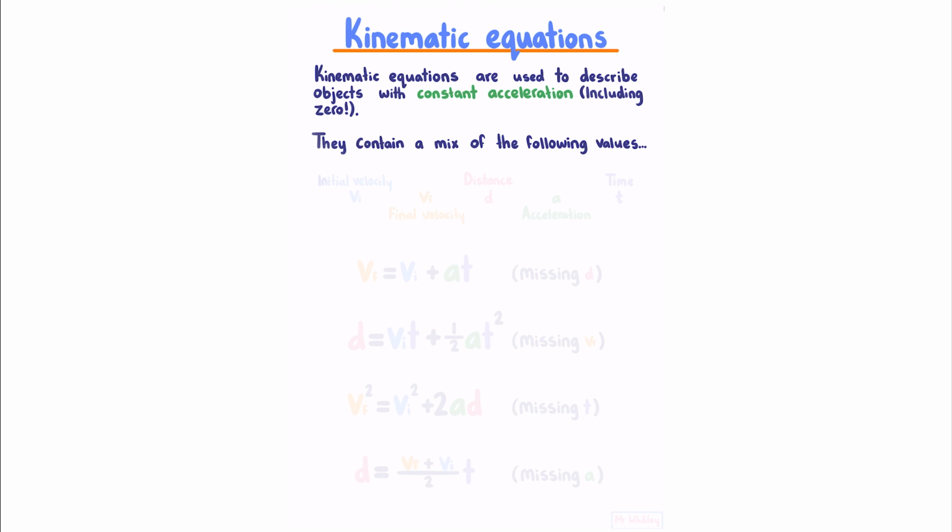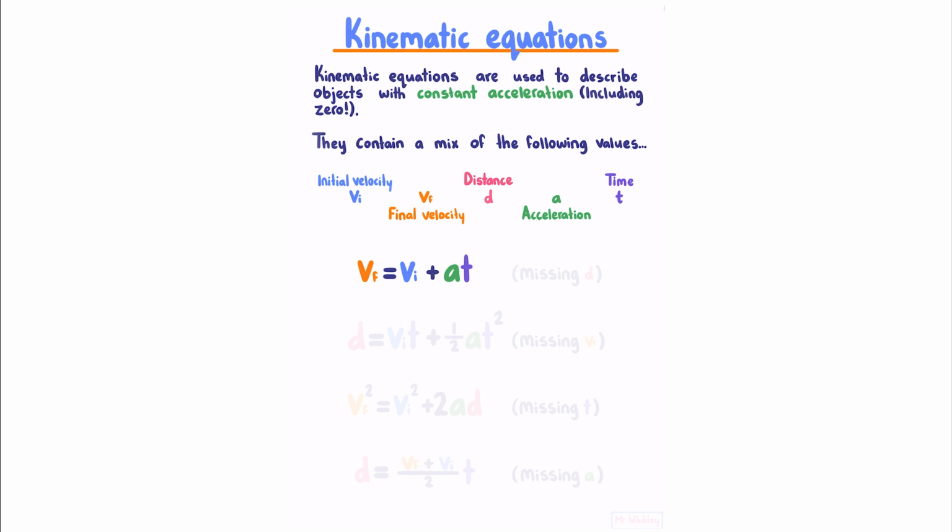Kinematic equations. Kinematic equations are used to describe objects with constant acceleration, including 0. They contain a mix of the following values: initial velocity, symbolized by vi, final velocity, symbolized by vf, distance, symbolized by d, acceleration, symbolized by a, and time, symbolized by t. The first kinematic equation equals the final velocity by taking some initial velocity and adding on an increase in velocity for an object accelerating in a given time.